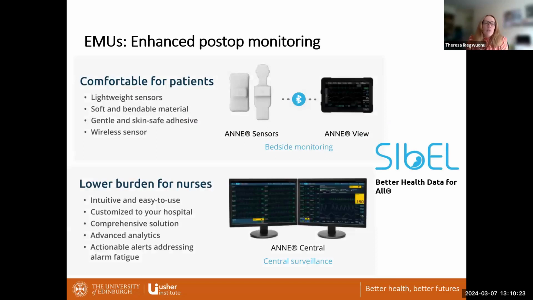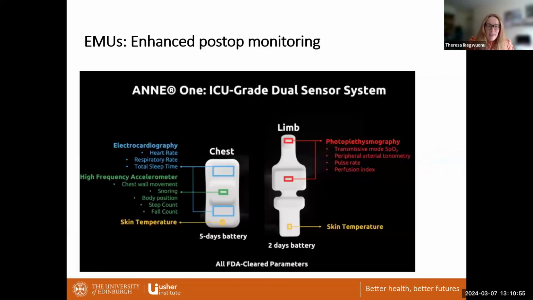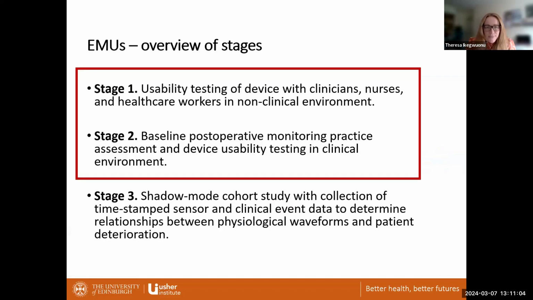With the EMUs project, we are using Cybel's ANI-1 dual sensors monitoring system. Some of you may have seen the pictures already. I've included them here so we can have a look. ANI-1 has two sensors. One is a chest sensor and one is a limb sensor that gets attached to the finger. They get paired to a tablet called ANI-View that live streams, so you can see patients' vitals in real time on that tablet. Here are some more pictures in case you haven't seen it yet. So this will be used for the EMUs project.